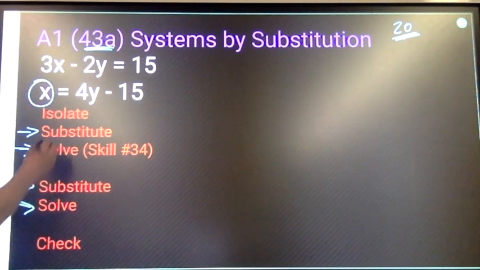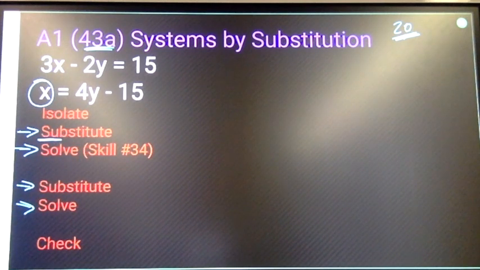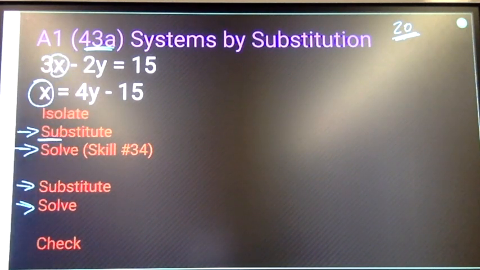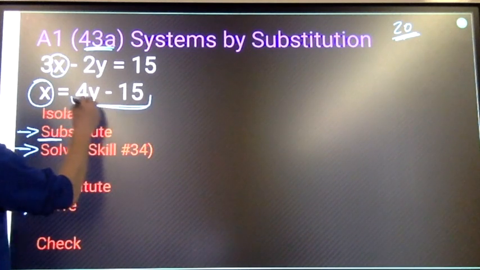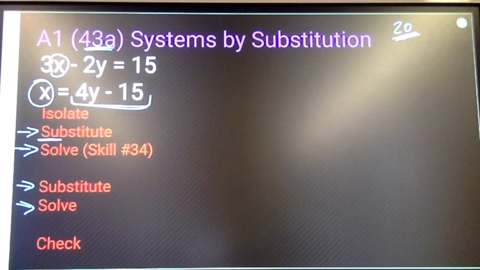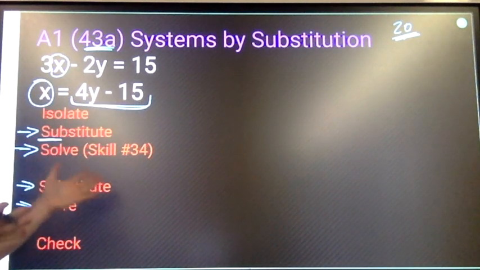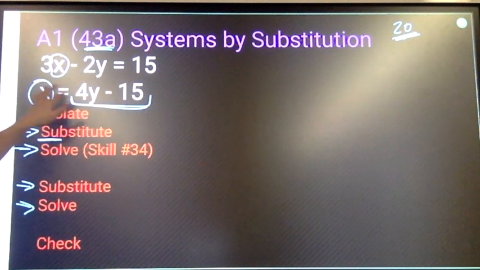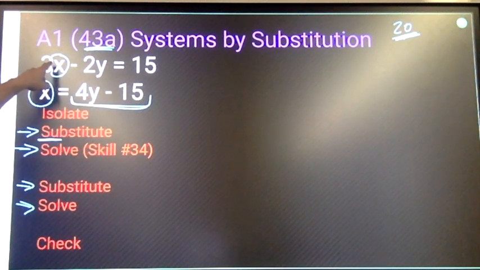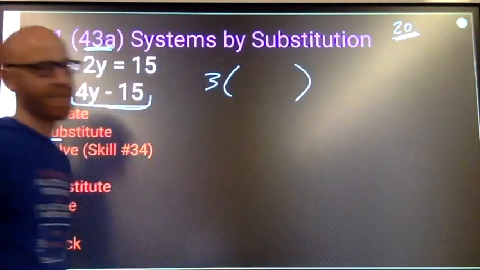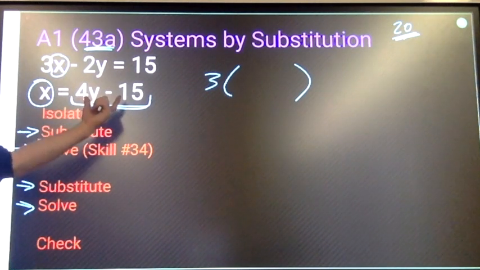Next step, substitute. Substitute means replace. What I'm going to do is replace x in my first equation with this, 4y minus 15. Now, why am I allowed to replace that? Because 4y minus 15 equals x. I'm not replacing it with a different value. So this is what I'm doing: rewrite this equation, 3, and instead of writing x, I'm going to write this.